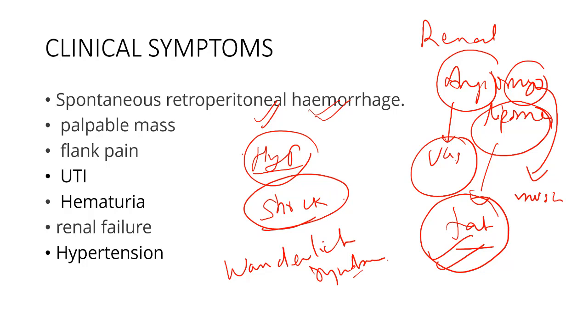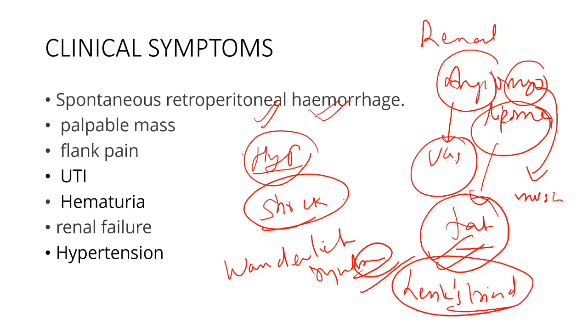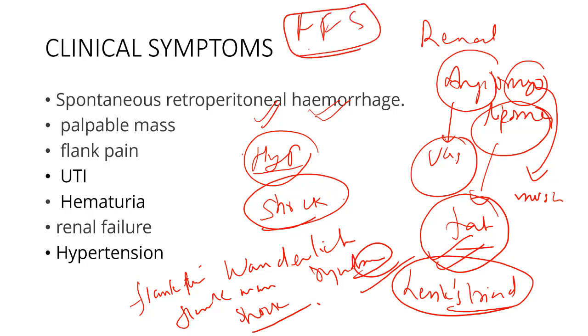In Wunderlich syndrome, due to this spontaneous retroperitoneal hemorrhage, the patient will land up in shock, which is associated with Lenk's triad. What is Lenk's triad? Lenk's triad is flank pain, flank mass, and shock. You can remember it with FFS: flank pain, flank mass, and shock.